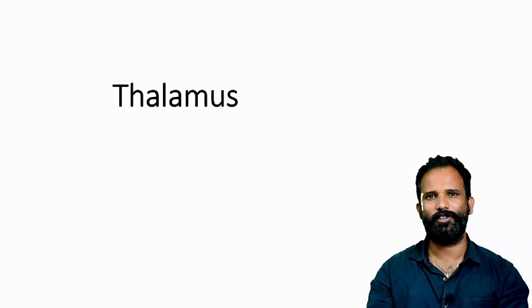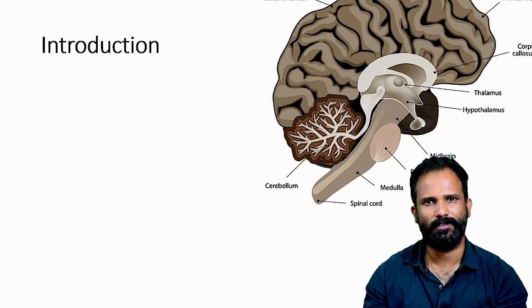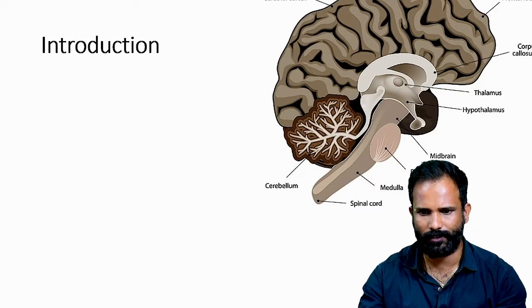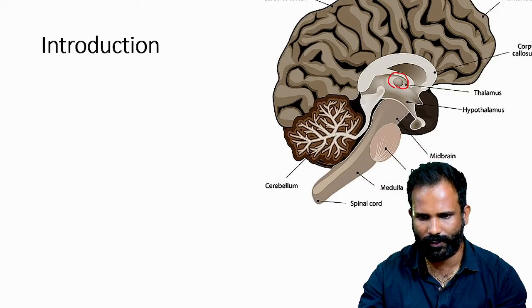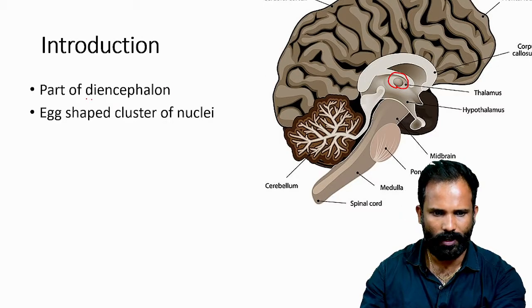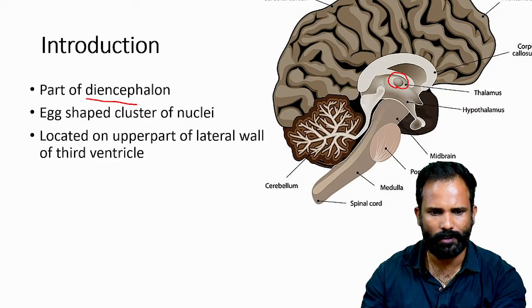Hi guys, today we'll talk about the thalamus. So what is the thalamus? The thalamus is a collection of nuclei located subcortically, near the third ventricle. These are egg-shaped nuclei, and it is a part of the diencephalon, located on the upper part of the lateral wall of the third ventricle.